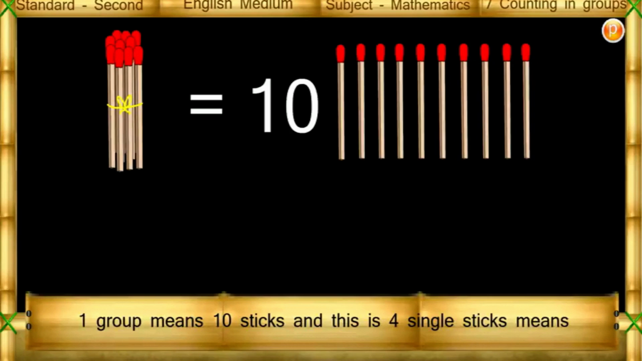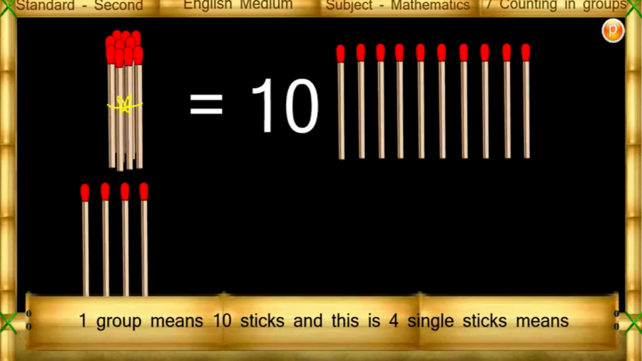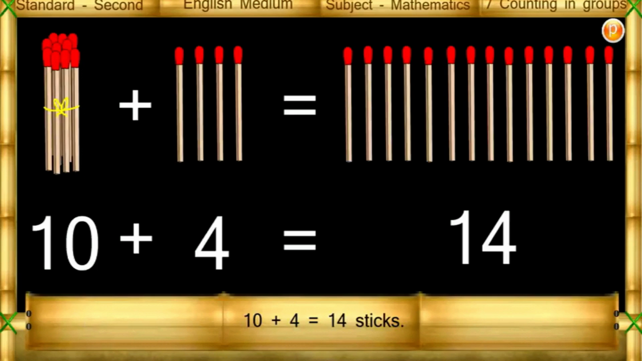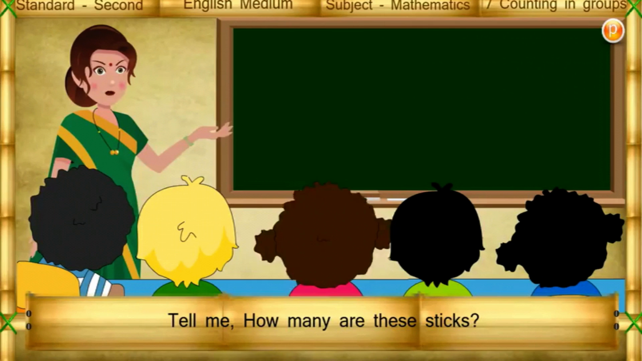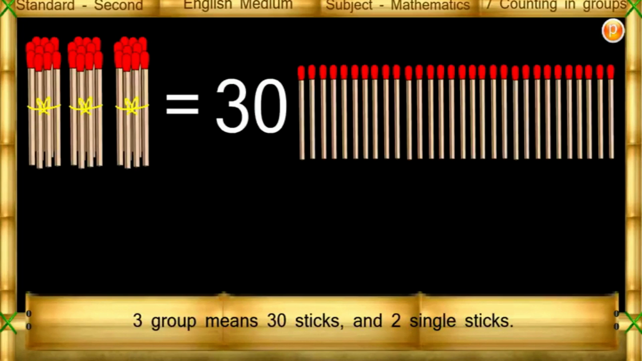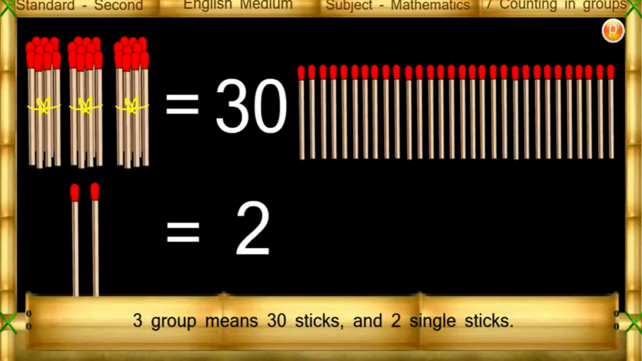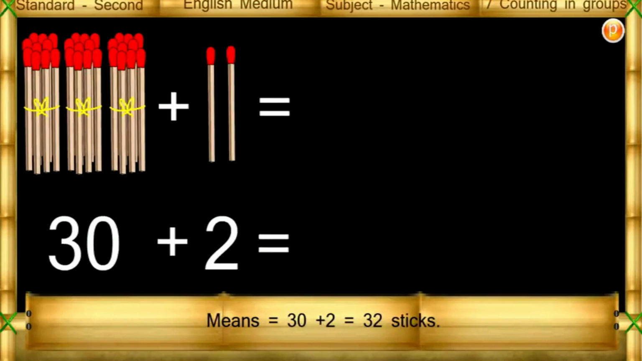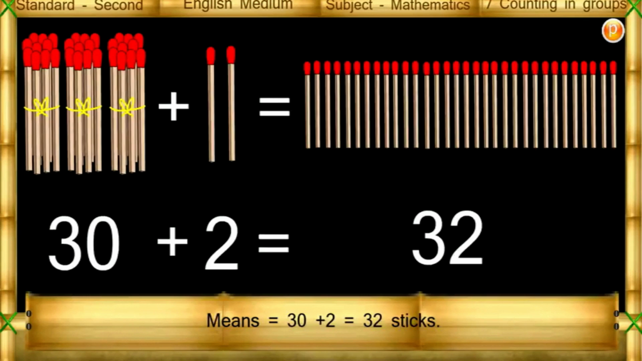One group means 10 sticks. And these are 4 single sticks. Means 10 plus 4 equals 14 sticks. Tell me, how many are these sticks? 3 groups means 30 sticks. And 2 single sticks means 30 plus 2 is equal to 32 sticks.